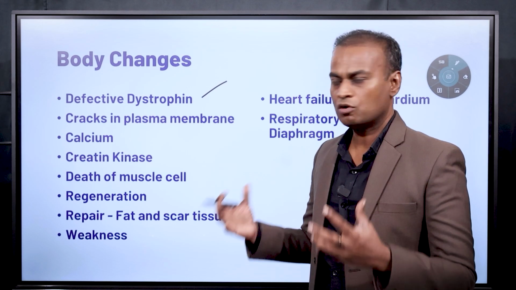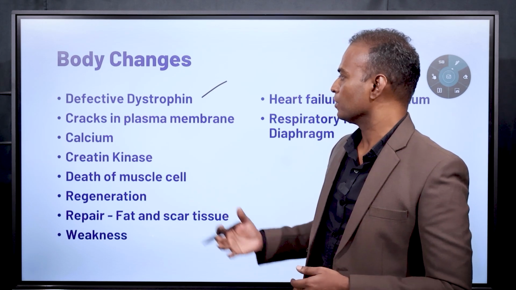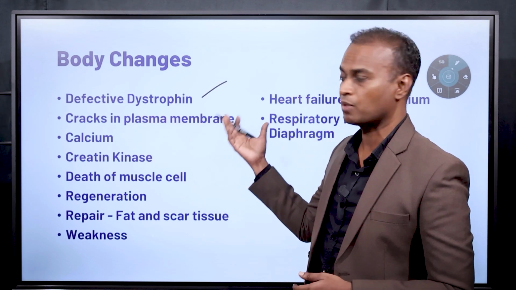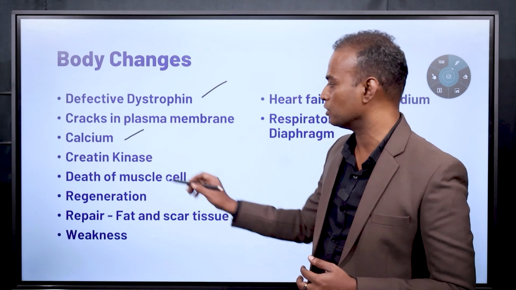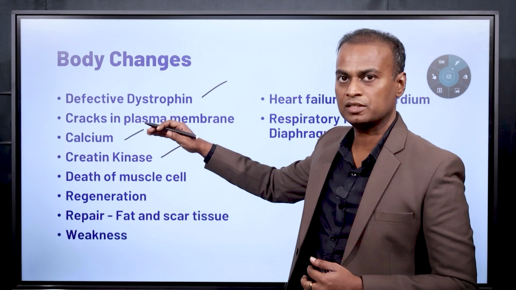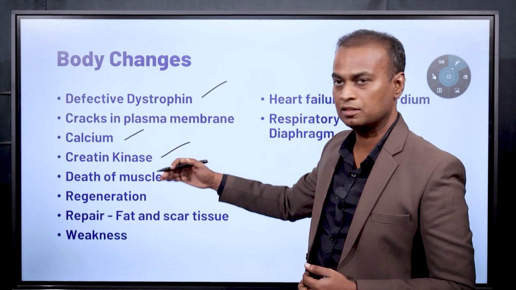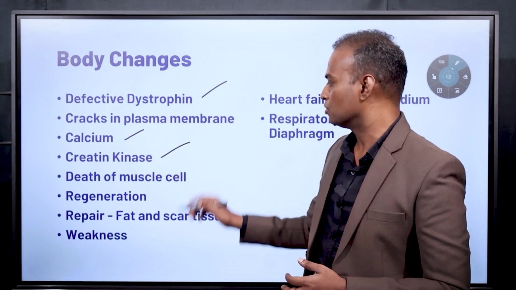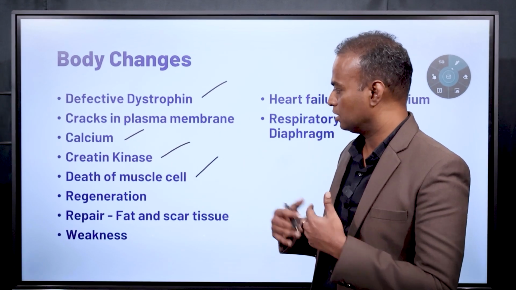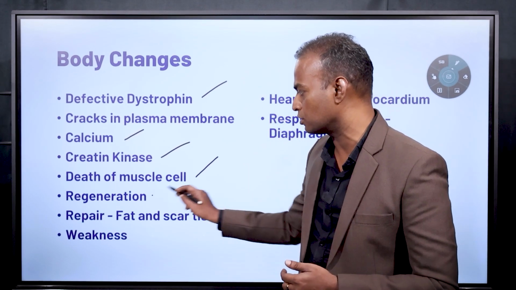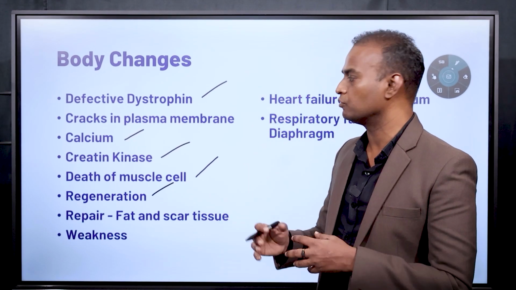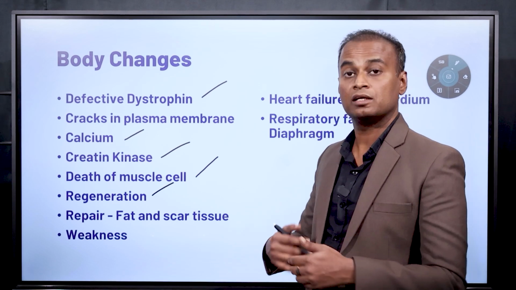We will see what a defective dystrophin protein is and what happens when there is a crack in the plasma membrane of the muscle cell. So what happens to the calcium and what happens to the creatine kinase? Calcium is present outside of the cell and creatine kinase is present inside of the cell. So how does the muscle cell die? Also, initially the muscle cell will completely recover, and that is known as regeneration.